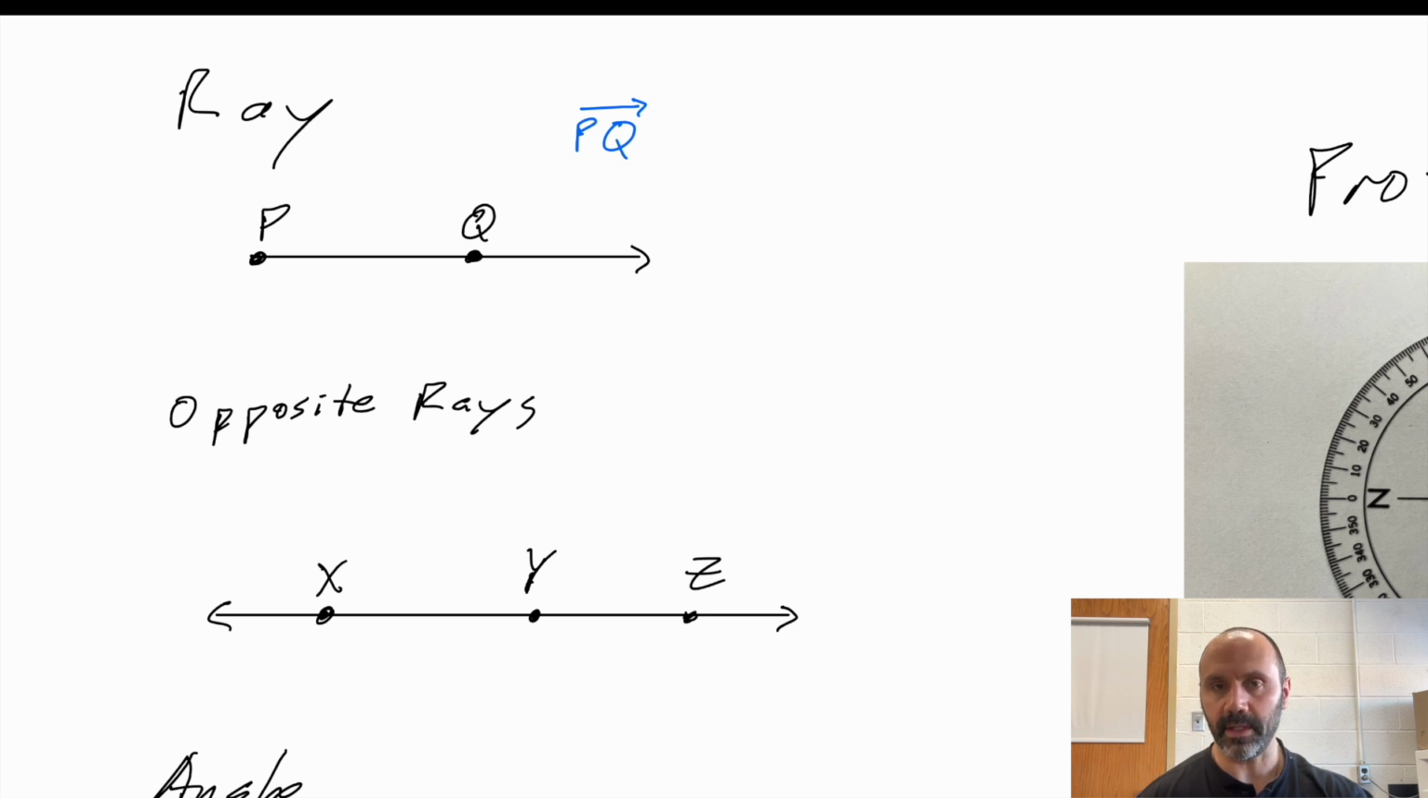The order of the points matters. Ray PQ is different from ray QP. Ray QP would be something like this, what I'm drawing in blue right now. Okay, different thing.